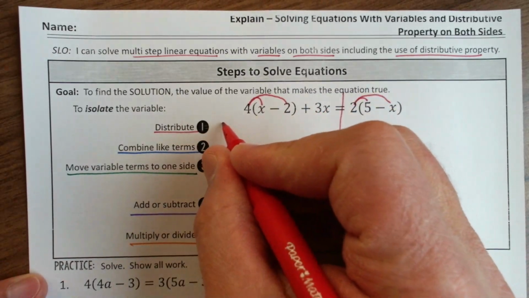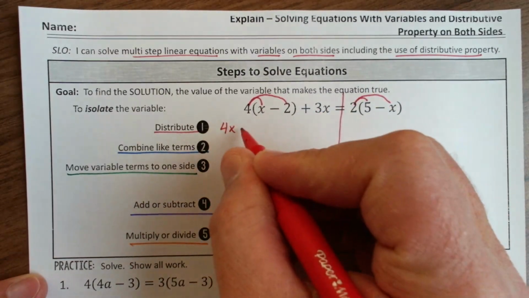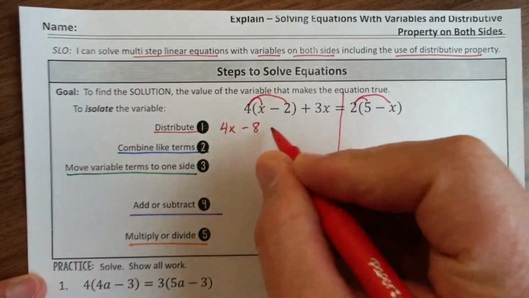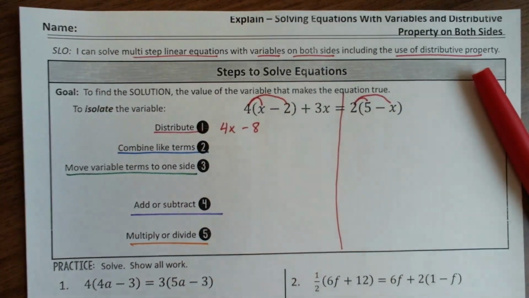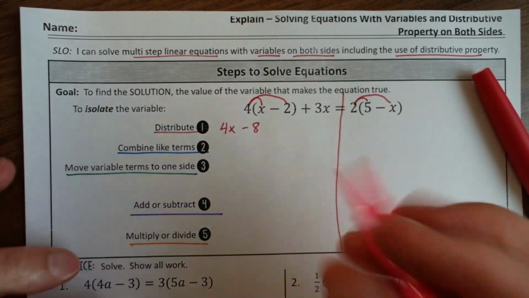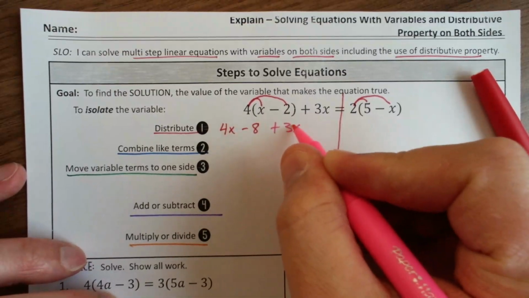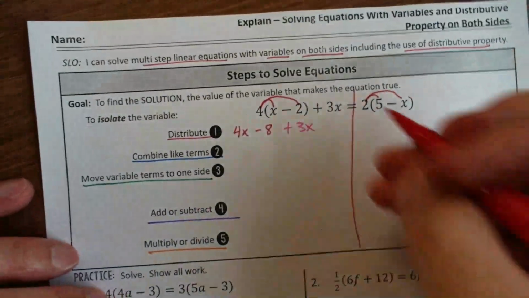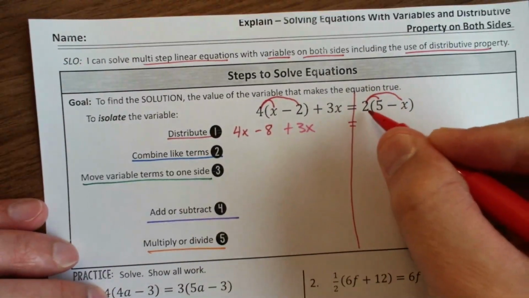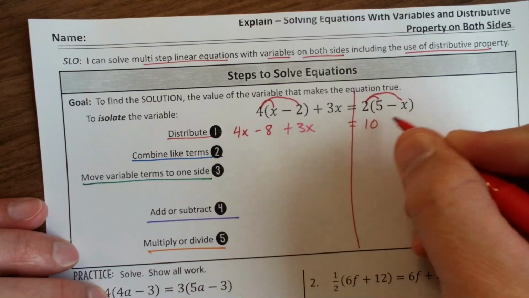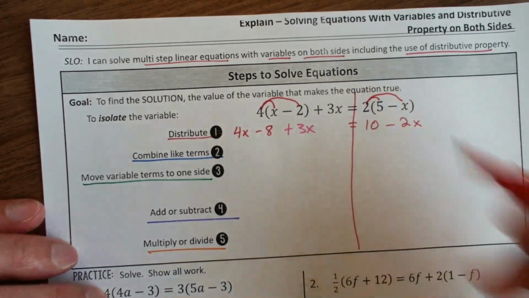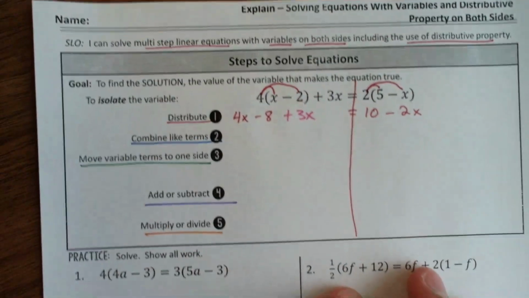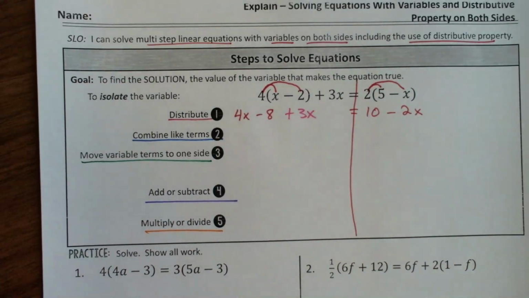4x, 4 times x is 4x. 4 times negative 2 is negative 8. And then this is plus 3x. I'm going to go ahead and write in pink anything that I don't interact with. Here, 2 times 5 is 10. 2 times negative x is negative 2x. Don't forget about that negative. Do not drop that negative. Okay, that step is done.